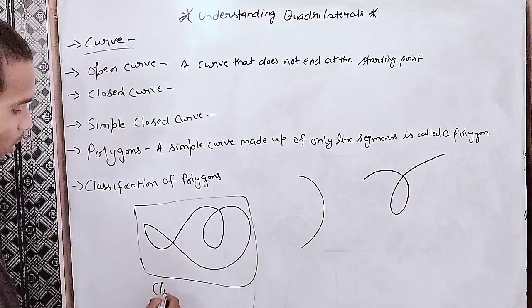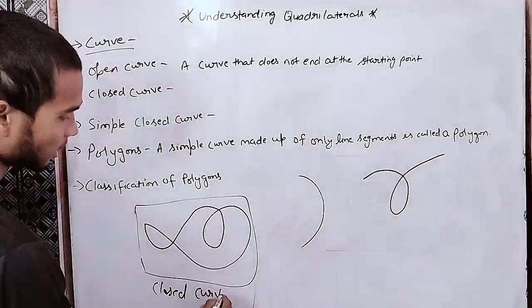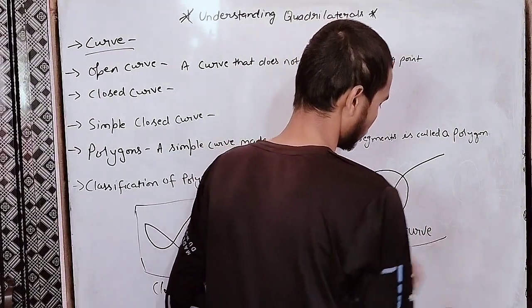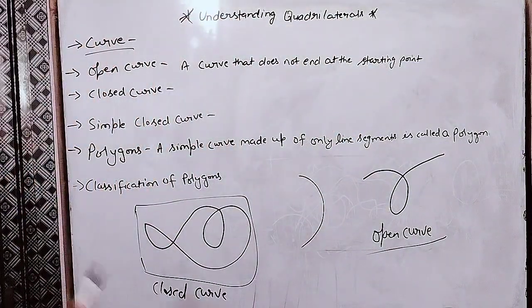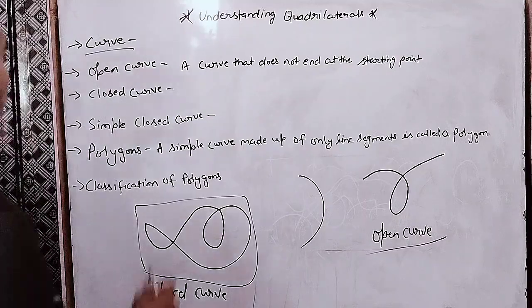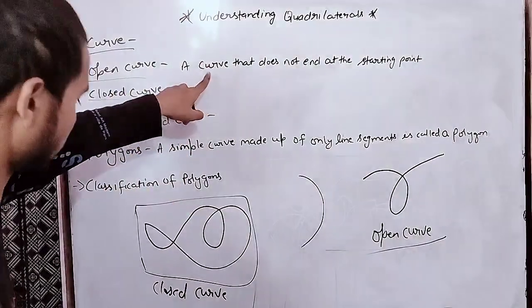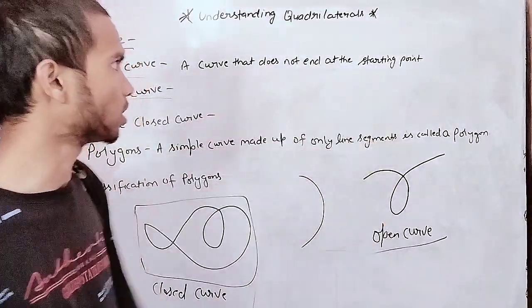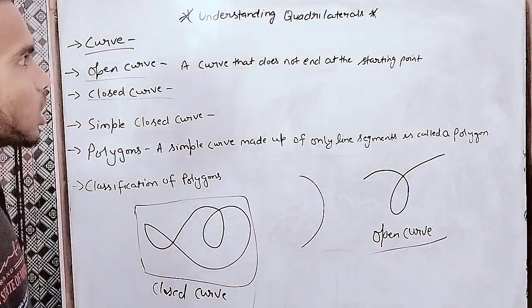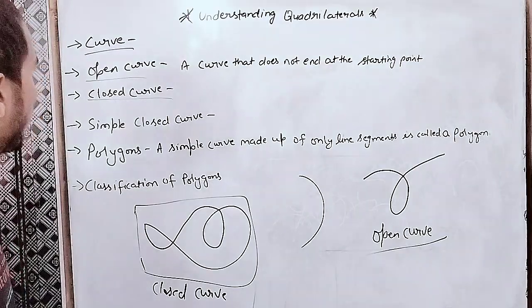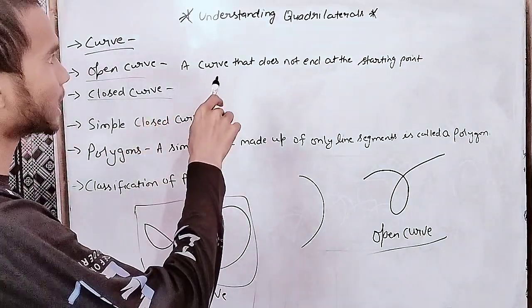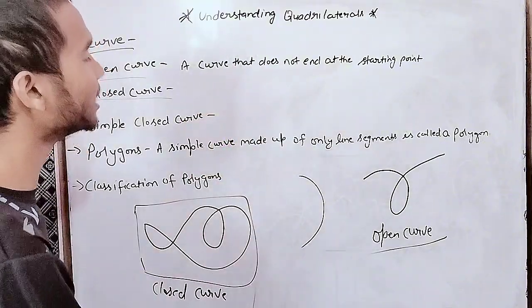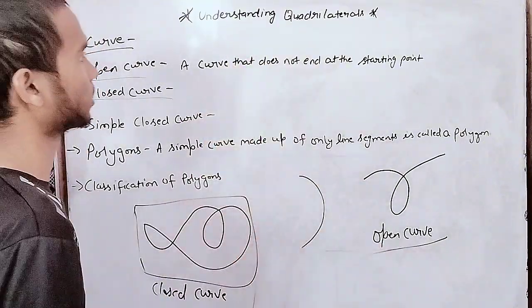Okay, we understood about a closed curve, and we understood about an open curve. I hope you understood something. Clear? And here you can see in written form the definition of an open curve: a curve that does not end at the first point. And a closed curve is one that ends at the same point, at the first point.